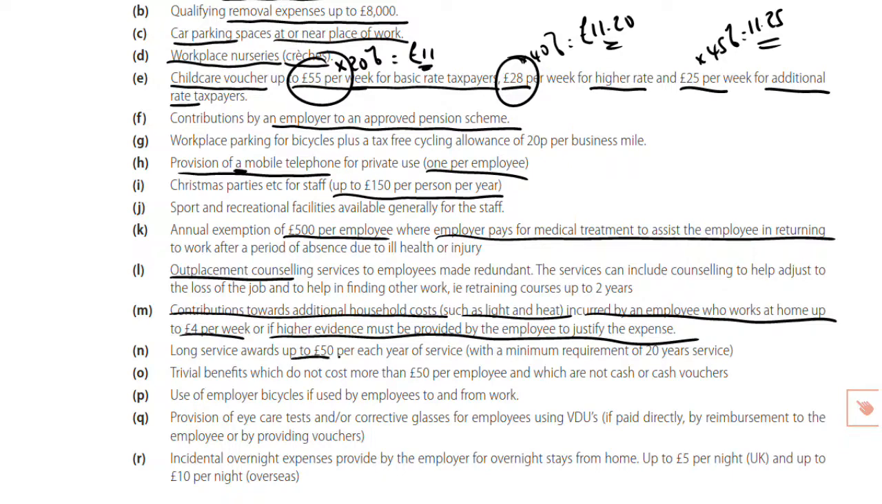Long service awards up to £50 per each year of service. What do we mean by long service? Got to be a minimum there of 20 years' service. Trivial benefits, there's a lovely expression, which do not cost more than £50 per employee, again, and are not cash or cash vouchers. That again would be fine. So it means we're not going to bother on such benefits that have basically cost the employer less than £50, obviously, for the year.